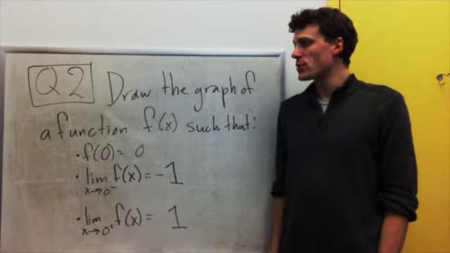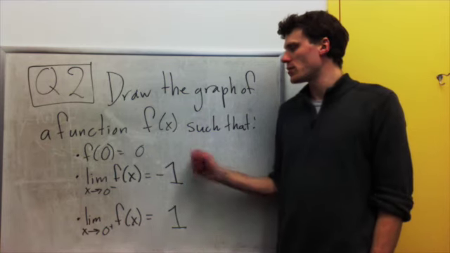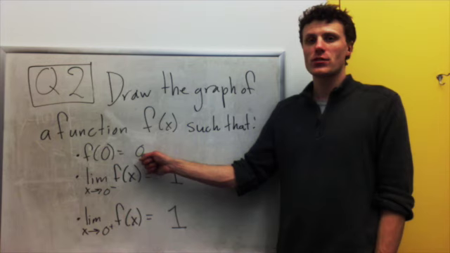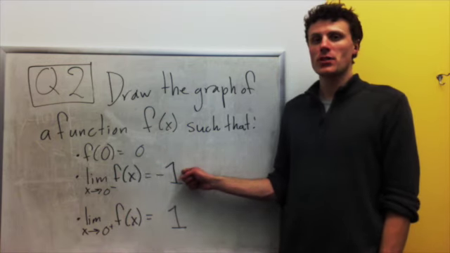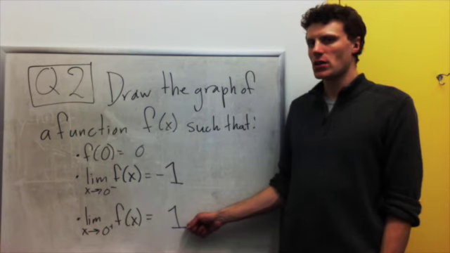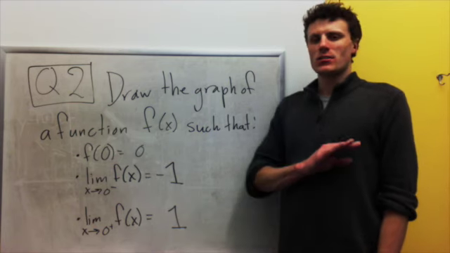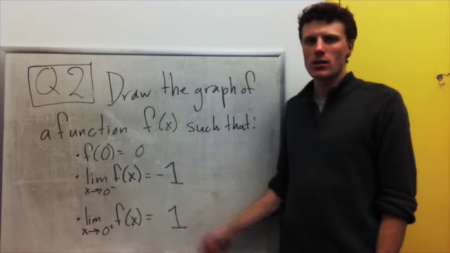Okay, so the question for this video: please draw the graph of a function f of x such that the value of f at 0 is 0. The limit as we approach 0 from the left is equal to -1, and the limit as we approach 0 from the right is 1. It can look like anything you want so long as it satisfies these three things.